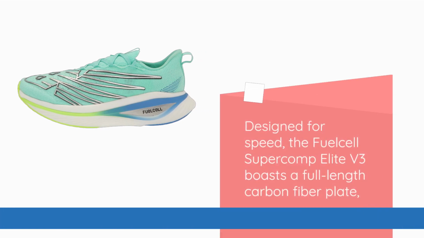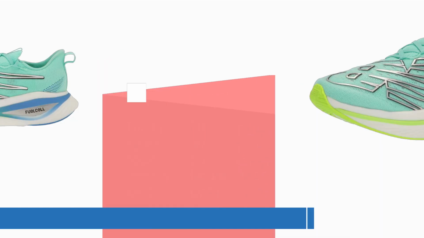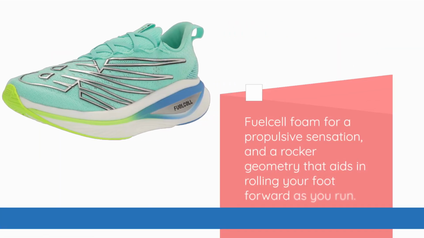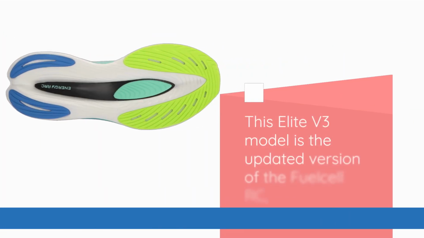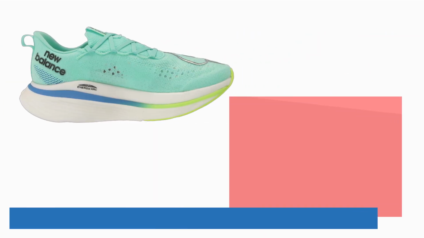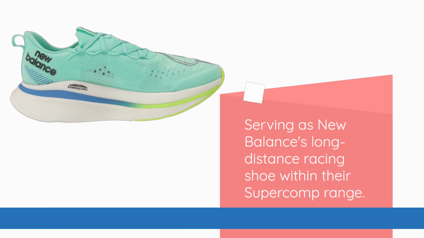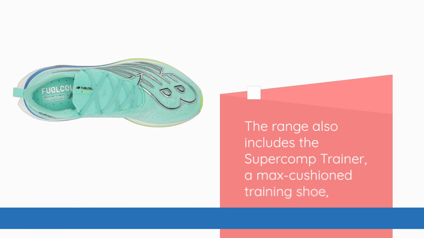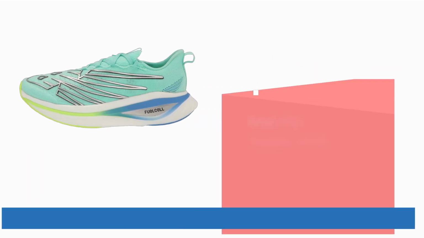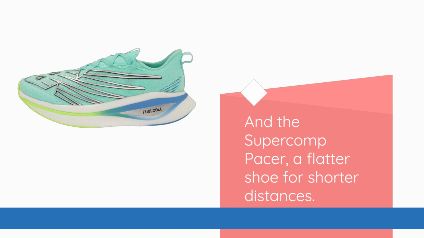Designed for speed, the Fuelcell Supercomp Elite V3 boasts a full-length carbon fiber plate, Fuelcell foam for a propulsive sensation, and a rocker geometry that aids in rolling your foot forward as you run. This Elite V3 model is the updated version of the Fuelcell RC, serving as New Balance's long-distance racing shoe within their Supercomp range. The range also includes the Supercomp Trainer, a max cushion training shoe, and the Supercomp Pacer, a flatter shoe for shorter distances.